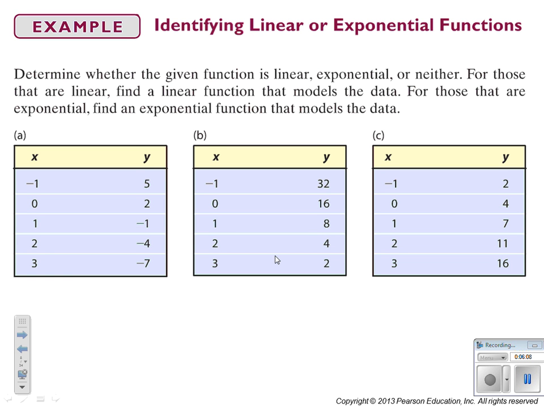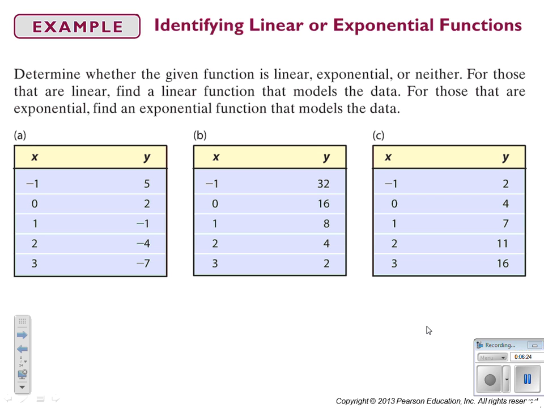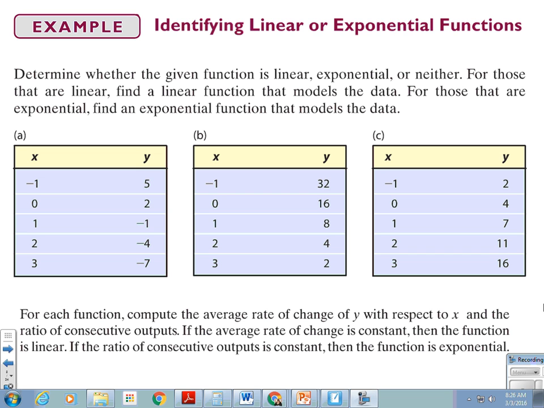Okay, so if we are given, and you don't have to write this down, if we're given data, we need to determine whether they're linear, exponential, or neither. Good job, guys. All right. So for each function, compute the average rate of change of y with respect to x and the ratio of consecutive inputs. If the average rate of change is constant, essentially they're saying, are you adding or subtracting by the same amount each time? If the answer is yes, then it's linear.